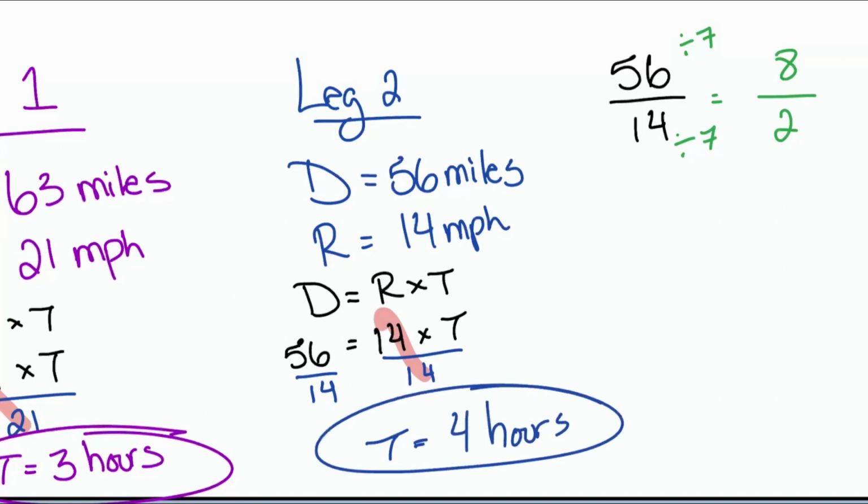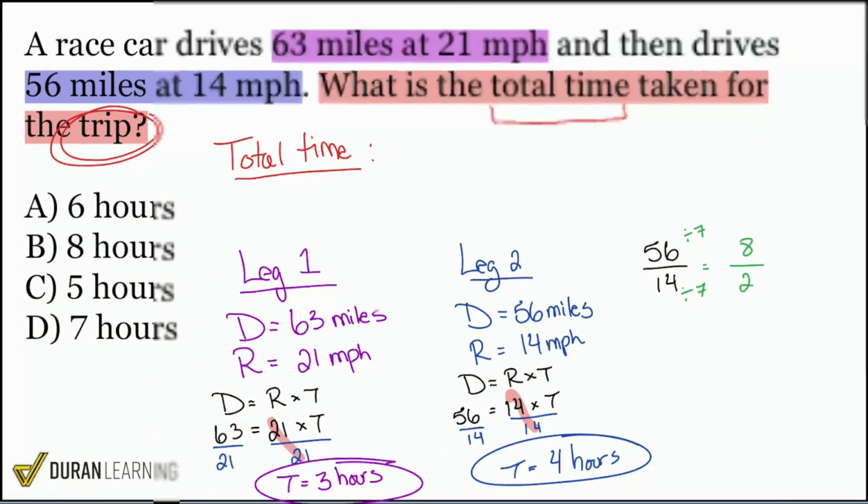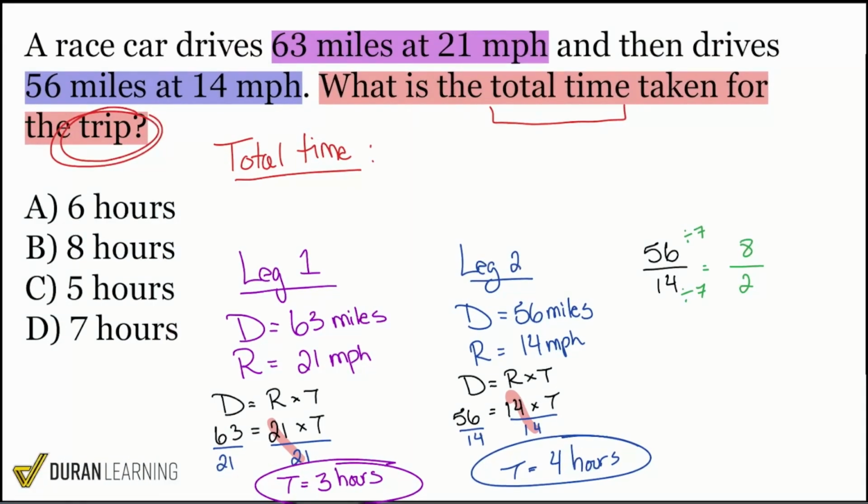So everyone, think about it rationally. If that first part of the trip took 3 hours and the second part took 4 hours, the total time taken is exactly going to be their sum, which is 3 plus 4, and that is 7. And there we go. Our correct answer here is 7 hours.